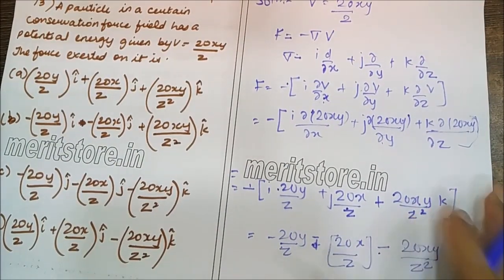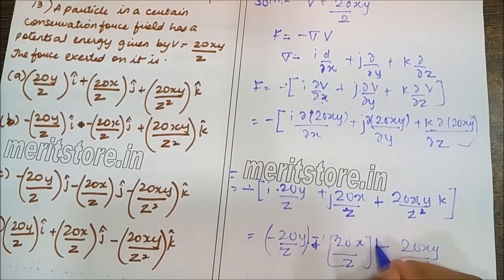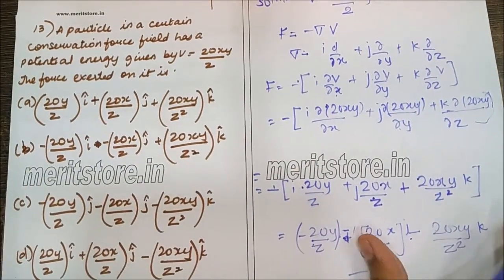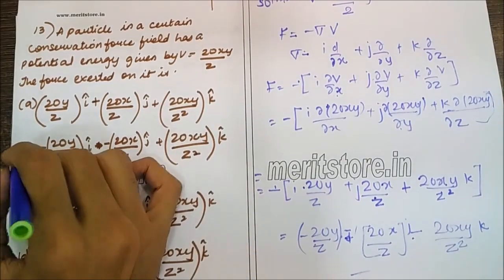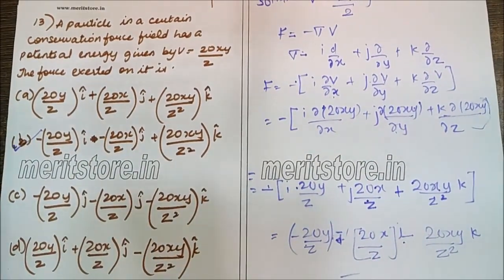Okay, so that is the option. So we can have i, we can have j, and we can have k over here. So the correct option is minus 20z upon y, 20x upon z, minus 20xy upon z square. That is the correct option.